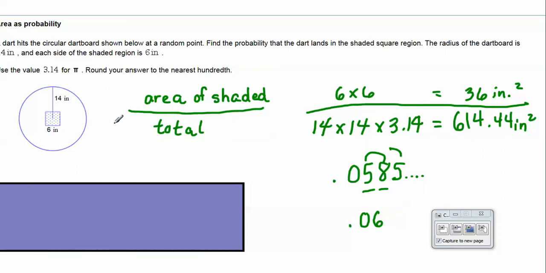That makes it kind of tough to throw a dart and land there. That's why the bullseye is so tough to hit. But rounded to the nearest hundredth, 0.06, which is a 6% chance of it happening. I hope this helps you with area and probability.